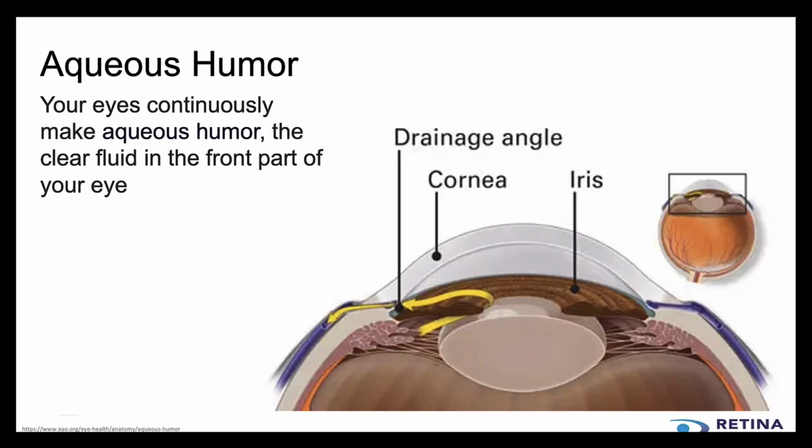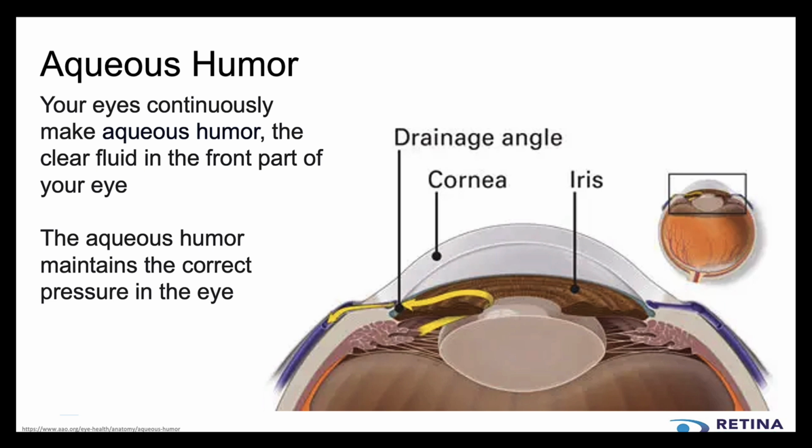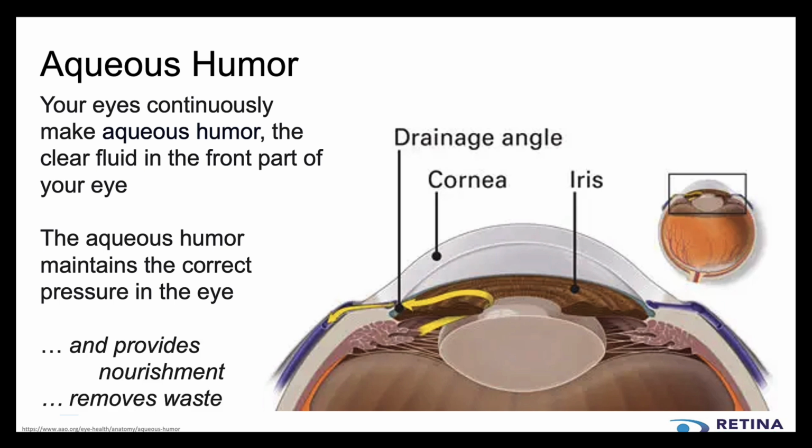Aqueous humor is constantly being manufactured in the eye, and it fills the clear part in the front of the eye. It is so important because aqueous humor actually maintains the correct pressures in the eye. But not only that, it also provides nourishment and removes waste.